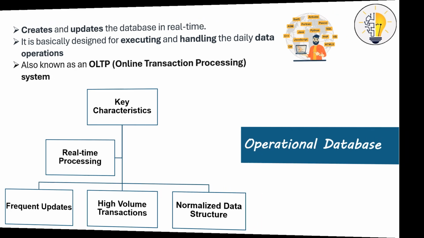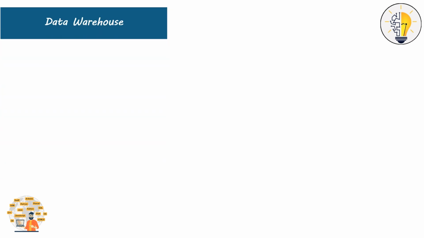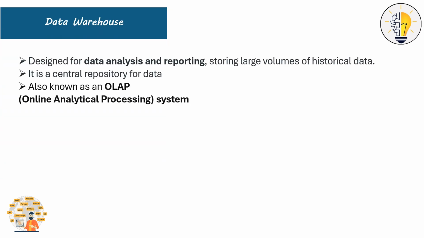Next is all about the data warehouse. What is data warehouse? You call it as OLAP, that is Online Analytical Processing System. So the operational database, you told online transaction processing. This is online analytical processing system. Here the data warehouse, it is going to support decision making and analysis activity.